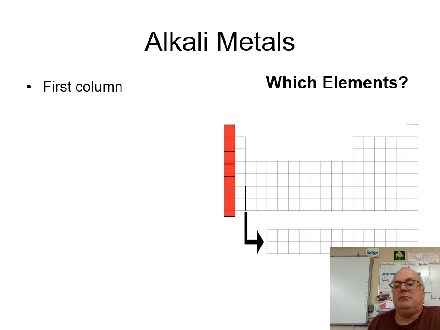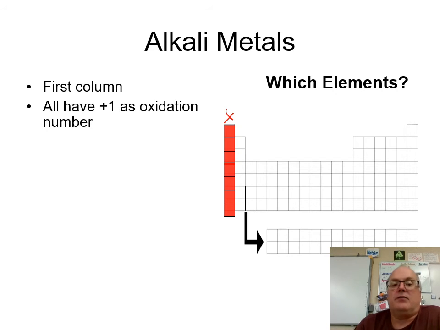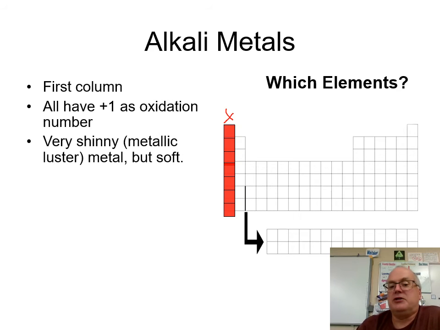So the alkali metals, these are the group that are found here in column 1 that you're coloring red. These all have what we call a +1 oxidation number. So any element that's found there on your list would have an oxidation number of +1. It's real easy. That's a common characteristic. They are all very shiny, but they're considered soft metals. Literally, you could cut them with a butter knife.